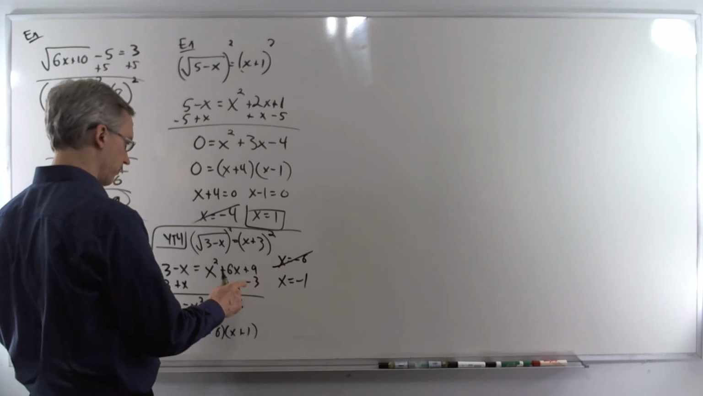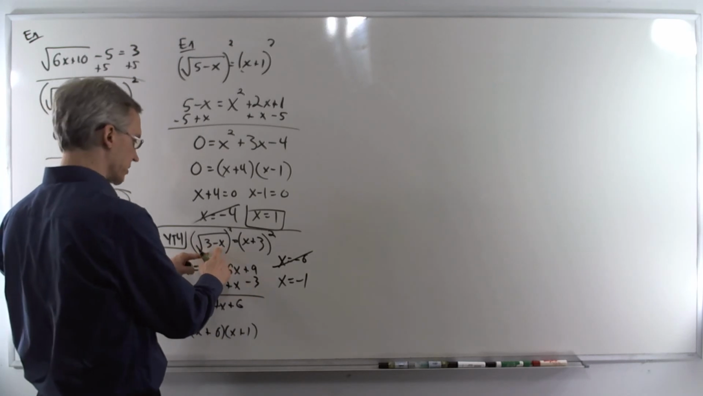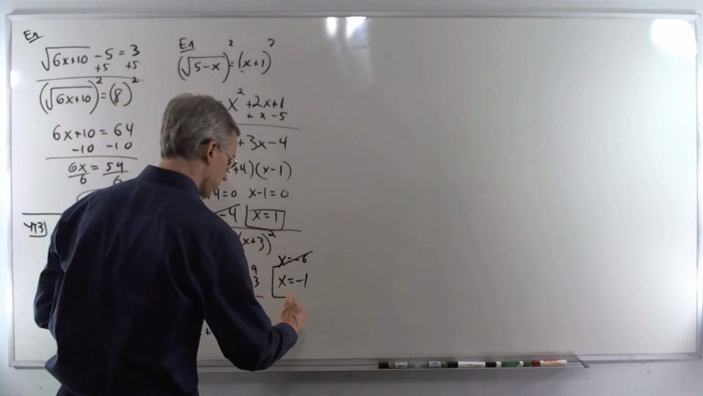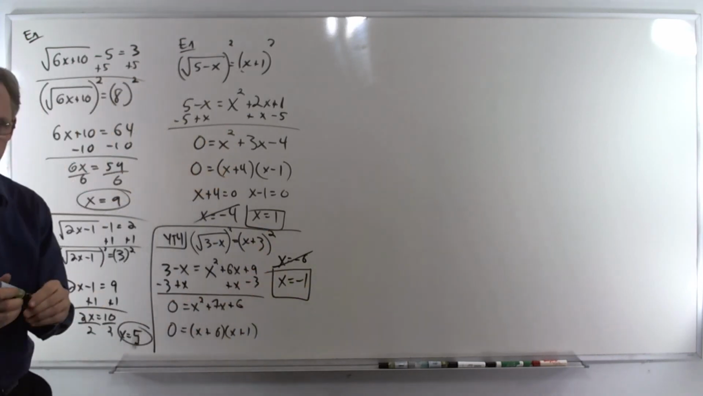Now let's try -1. 3 minus -1 is 3 plus 1. So that is 4. Square root of 4 is 2. -1 plus 3 is 2. So this one does work. The real solution is x equals -1.